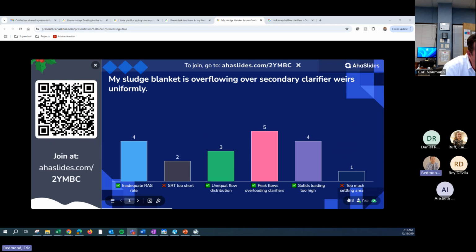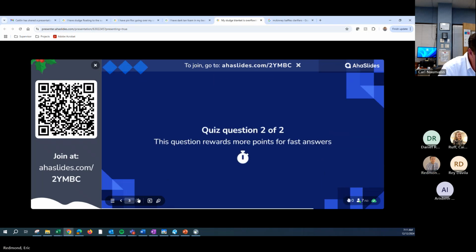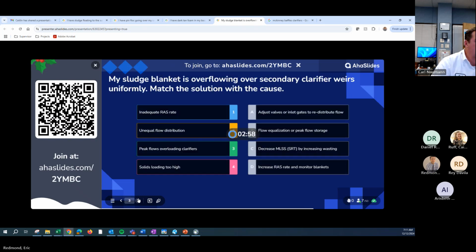SRT too short, that should keep you at low inventory, so that should help. And then too much settling area is a good thing. That means you have more settling area, so you can get a thinner blanket. So let's go to the next part here. We're going to go to the last question of the morning. This is kind of aligning with what to do here, with what the answers are. I've kind of alluded to it a little bit, maybe giving you some of the answers.